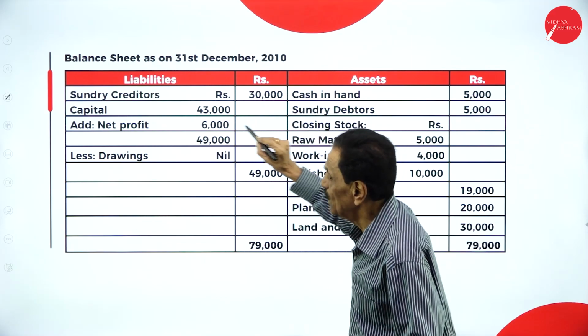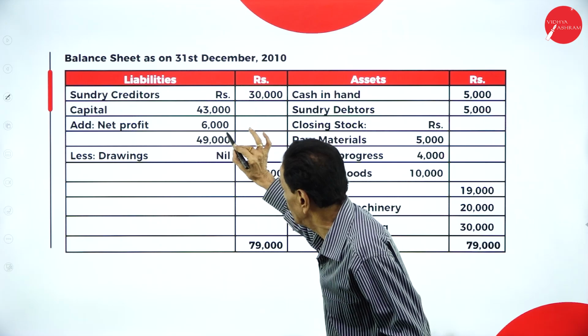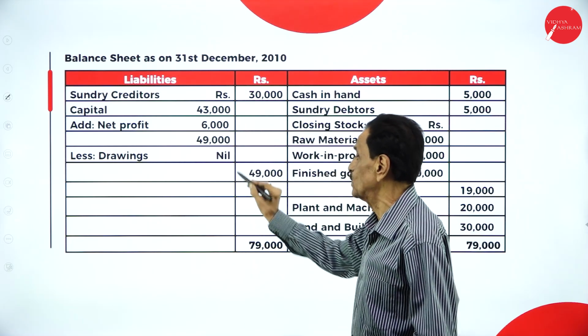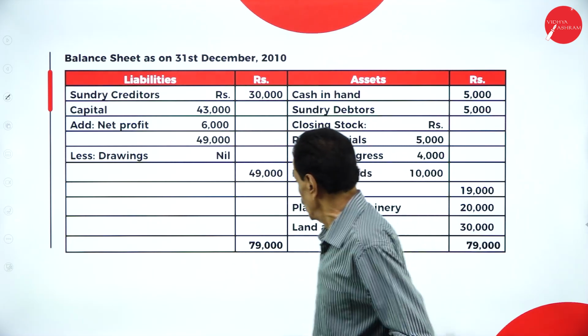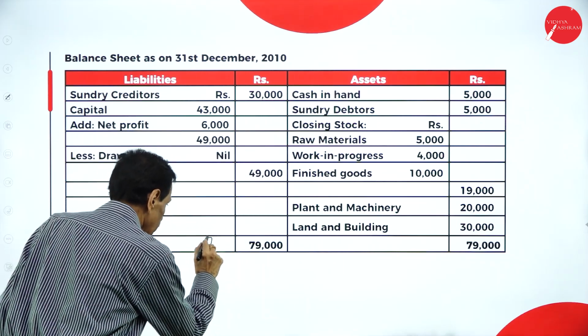Creditor is a liability. Start with capital 43,000. Add net profit during the year 3,000, 49,000. There is no drawing. 49,000. Totally it will tally for 79,000.